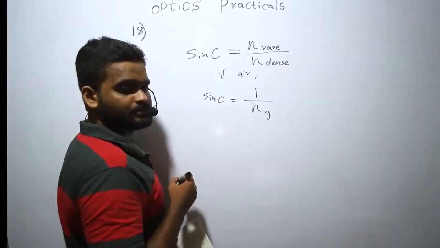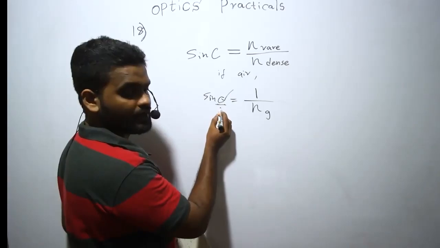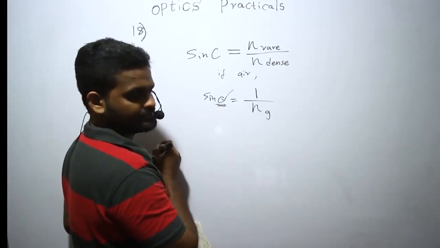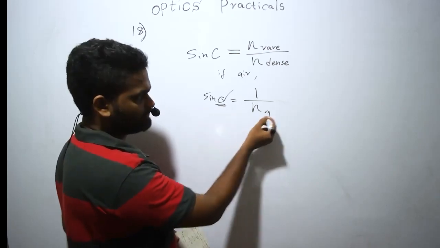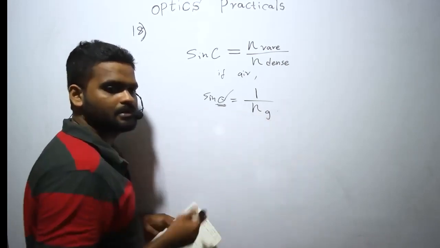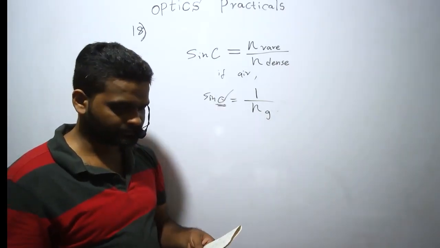So the goal of this experiment is to get a value for this critical angle. You need to find the critical angle. So once you find the critical angle, you know the sine value of that, then you can find Ng. Ng means prism material, right? Take this down.